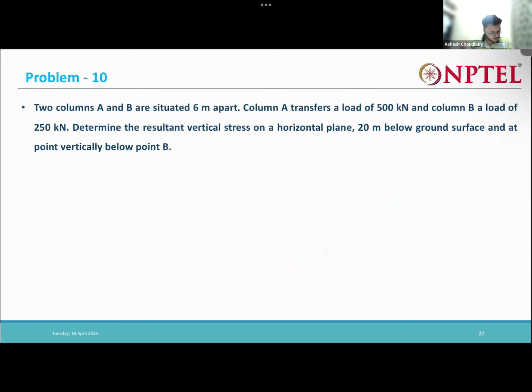Let's go to the next problem. Two columns A and B are situated 6 meters apart. Just show that percentage increase.